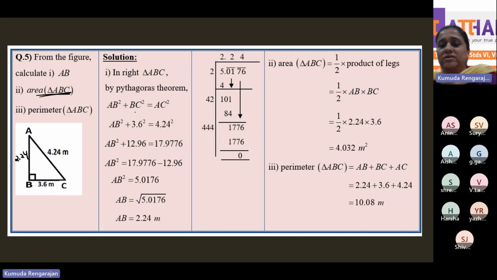Half product of legs. Half base into height is the same. Half into product of legs or half into base into height, both are the same. When it's a right triangle, you can use this phrase product of legs. So half into AB into BC, substitute and find the area. And perimeter is the sum of the three sides, which is 10.08.